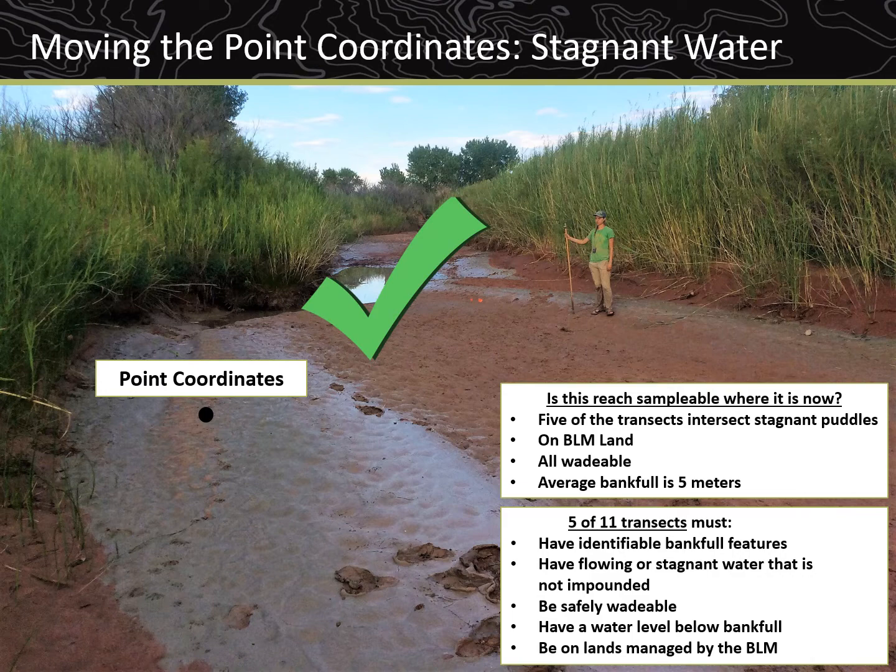Yes, it is sampleable where it is now, and the point coordinates do not need to be moved. This system can be sampled where it is now because there are 5 wetted transects, and there does not need to be flowing water to sample a reach.